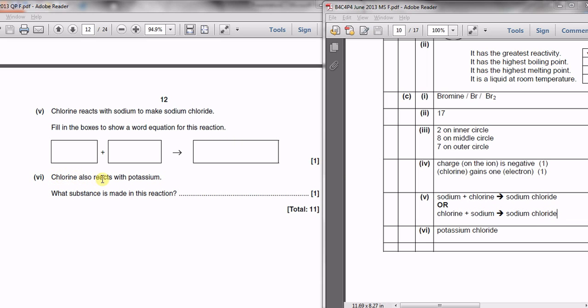Part 6 says chlorine also reacts with potassium. What substance is made in this reaction? Well, because they're both in the same group, you'd expect potassium to react with chlorine in the same way as sodium reacts with chlorine. So you'd make potassium chloride. Okay, so you just swap in the name sodium here for potassium here. The answer is potassium chloride.